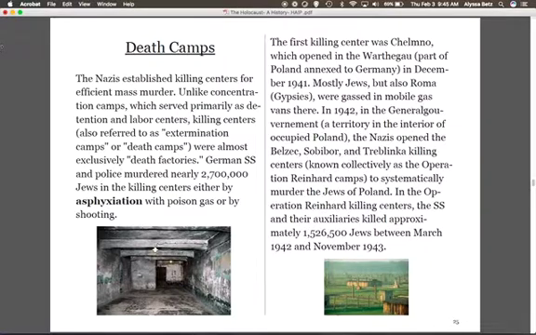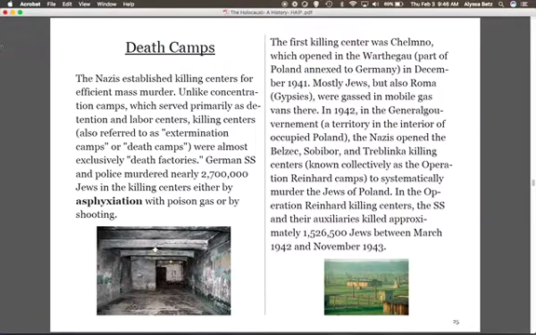Unlike concentration camps, which served primarily as detention and labor centers, killing centers, also referred to as extermination camps or death camps, were almost exclusively death factories. German SS and police murdered nearly 2,700,000 Jews in the killing centers, either by asphyxiation with poison gas or by shooting.